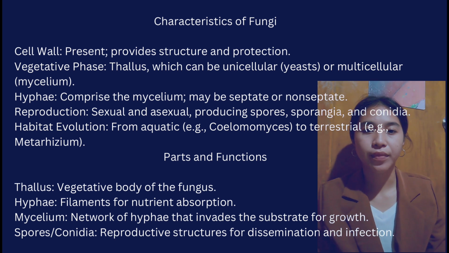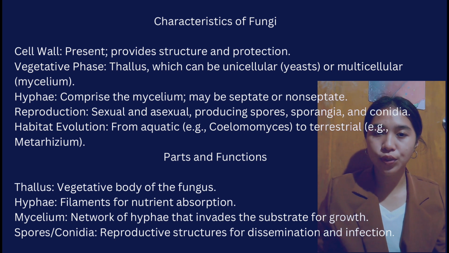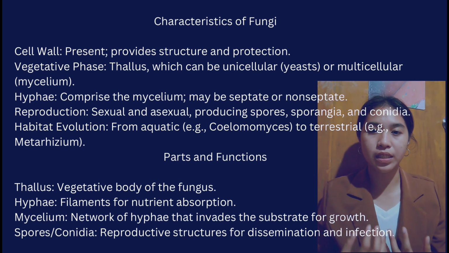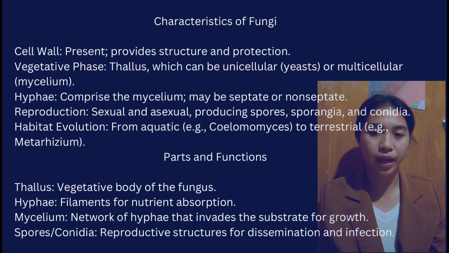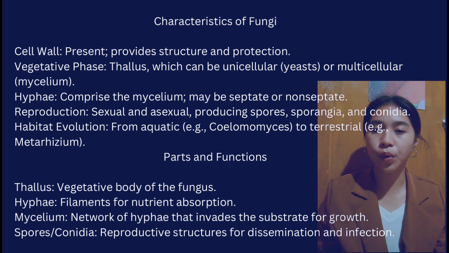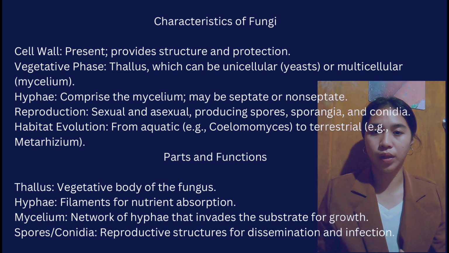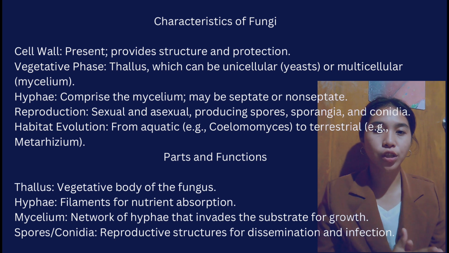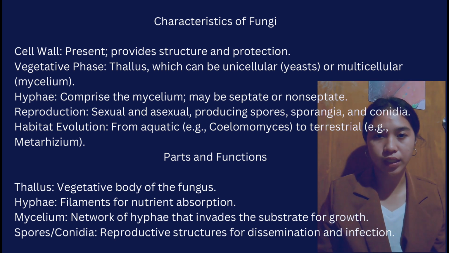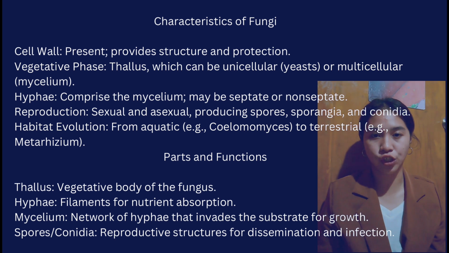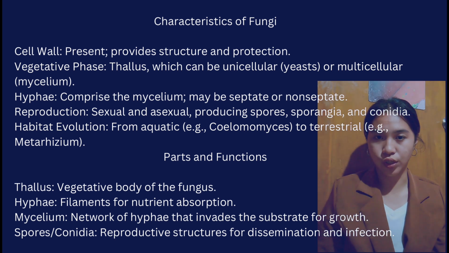Hyphae. These are the filamentous structures that make up the mycelium, and they may be septate, divided by cell walls, or non-septate. Reproduction. Fungi reproduce through both sexual and asexual means, producing structures such as spores, sporangia, and conidia for dissemination and infection. Habitat evolution.